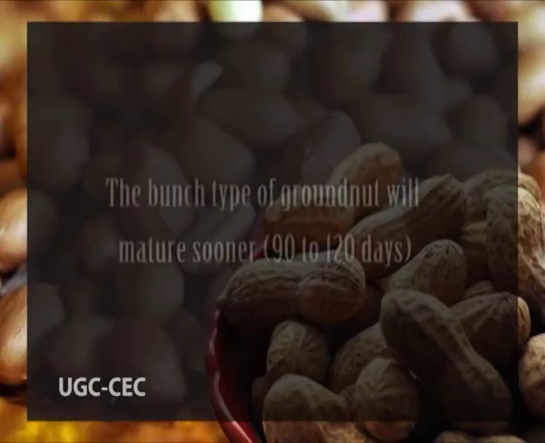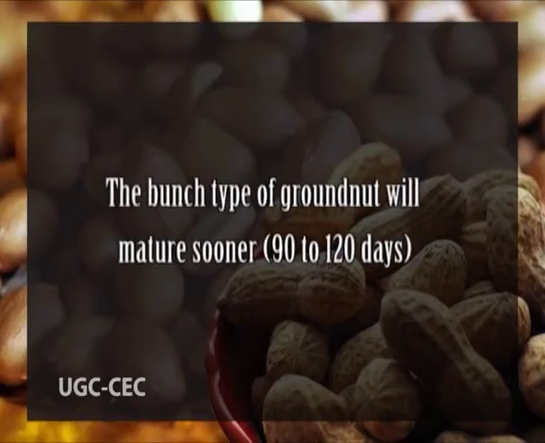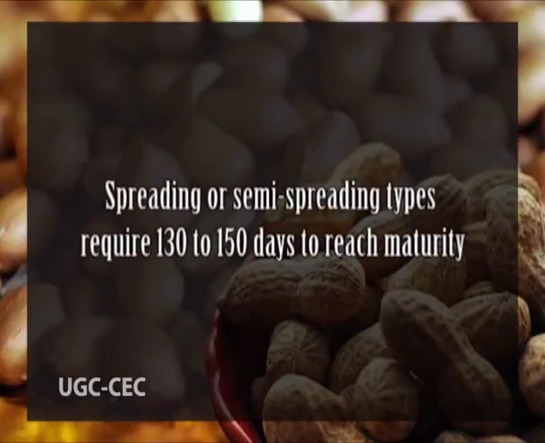The selection of groundnut variety for a locality depends largely on the length and time of the growing season. The bunch type of groundnut matures sooner, that is in 90 to 120 days, than spreading or semi-spreading types which require 130 to 150 days to reach maturity.